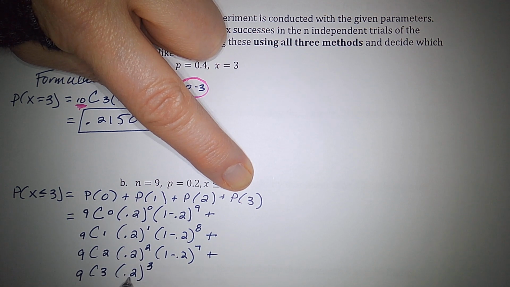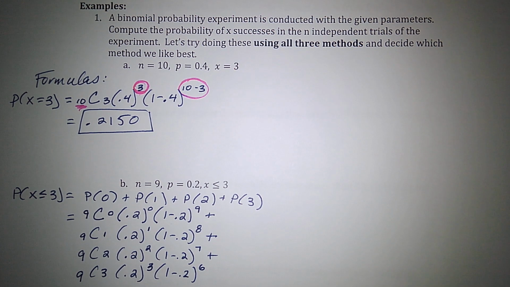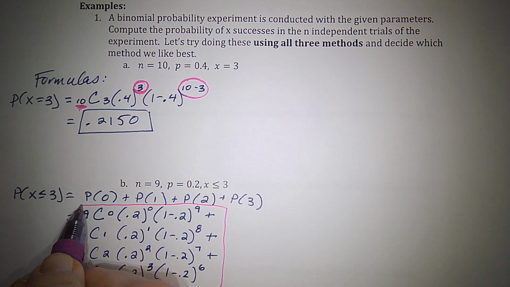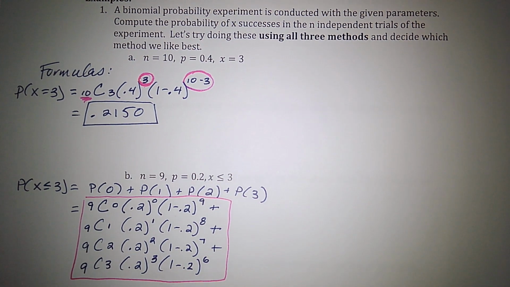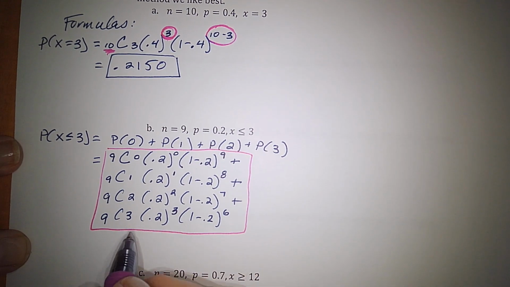I want 3 successes. That means I want 6 failures. So in my calculator, I have to add all of this up. It would be advantageous to do each individual part separately and add them all together. So that's what I did down here.